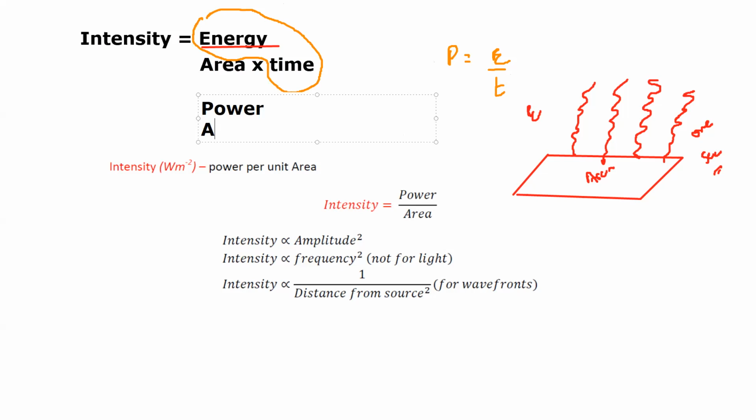So power divided by area, what will we get? We will get the intensity. And what is the unit of intensity? Because the unit of power is watt and the unit of area is meter square, it will be watt per meter square. You can also say how much power is coming on a unit area, that is also known as radiation intensity.